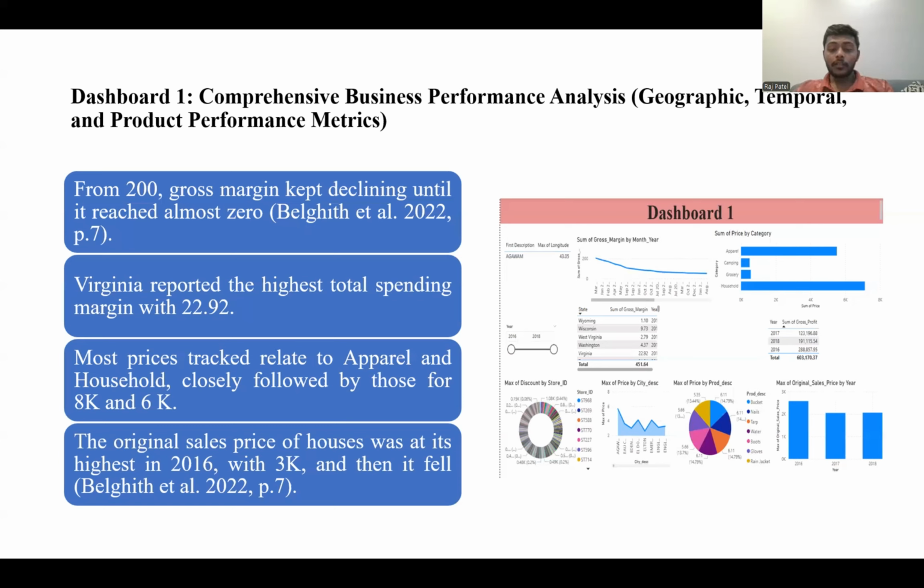So overall, this dashboard reveals that while some categories and regions perform well, there is a clear downward trend in margins and sales price that needs further investigation. We should use these insights to dig deeper into cost control, pricing strategies, and regional performance improvements.